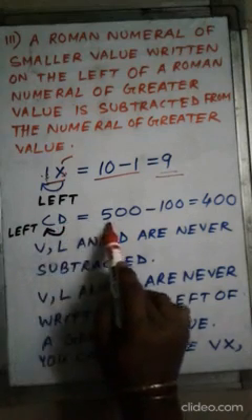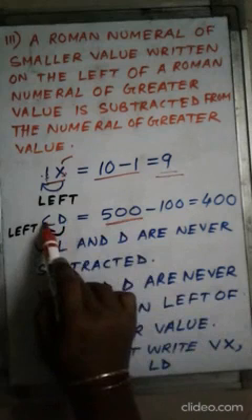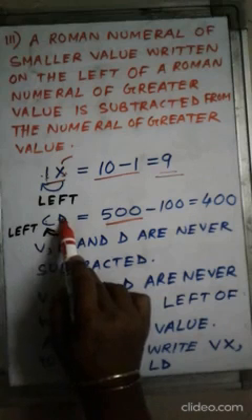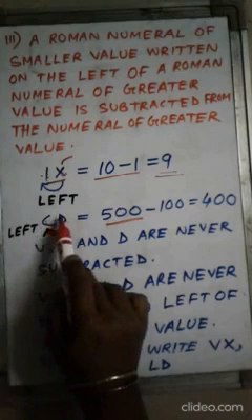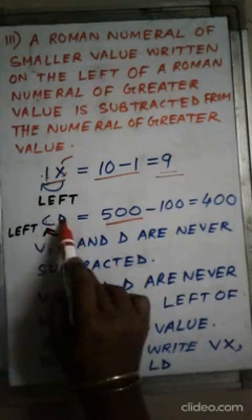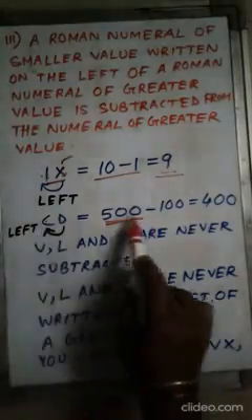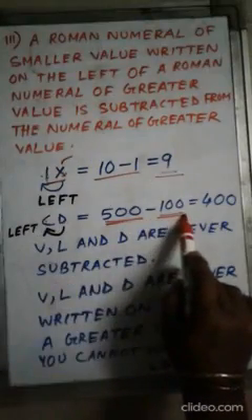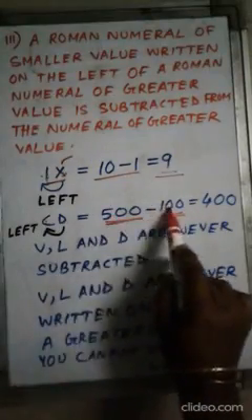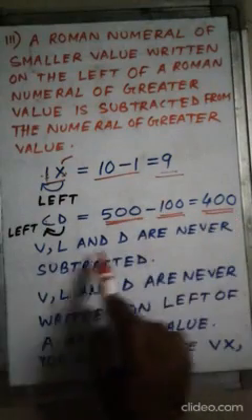For this, D represents 500. It is written on the right side of the smaller value. C is 100. C is less than D. So 500 minus the value of C, that is 100 century. So 500 minus 100 is 400.